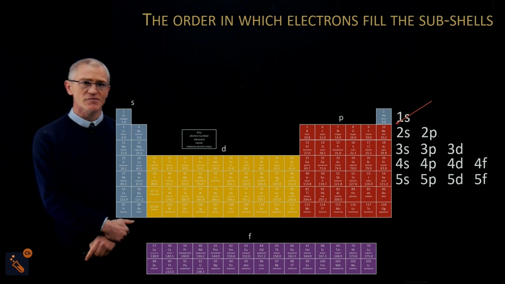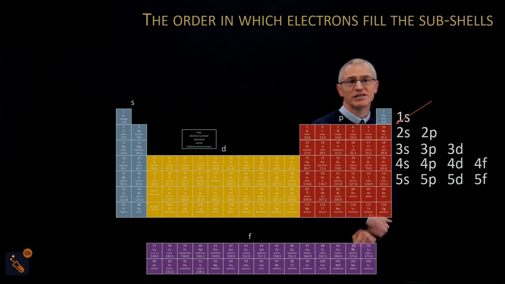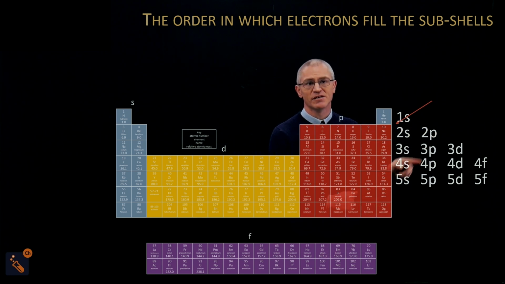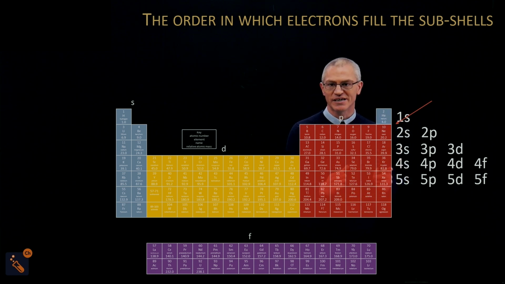Now, the order of filling is determined by something called the Aufbau principle, but essentially it's this diagram here. That's what they use for A-levels, and that's all you need to worry about when it comes to A-level. If you look at it, it goes into 1s first, then it goes into 2s. Then it goes into 2p and 3s. Then it goes 3p and 4s. Remember, it doesn't go to the 3d first.